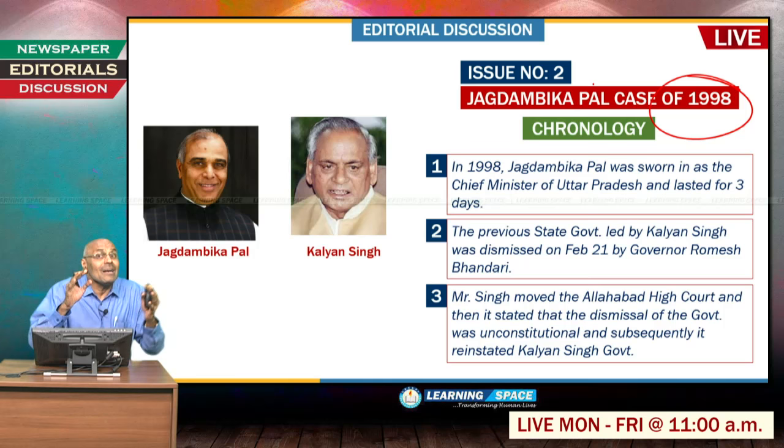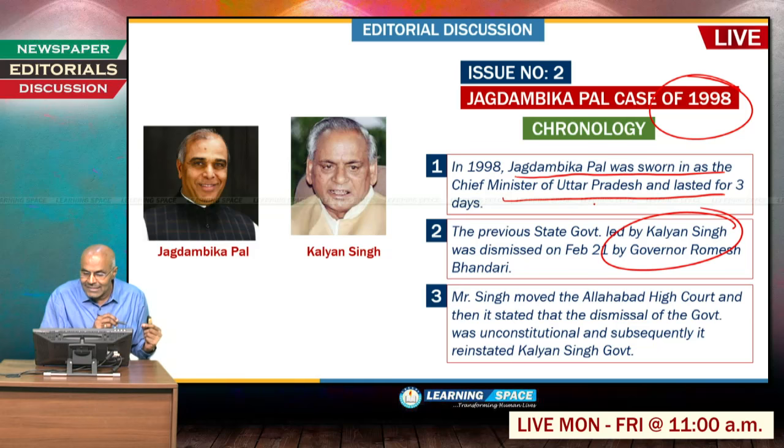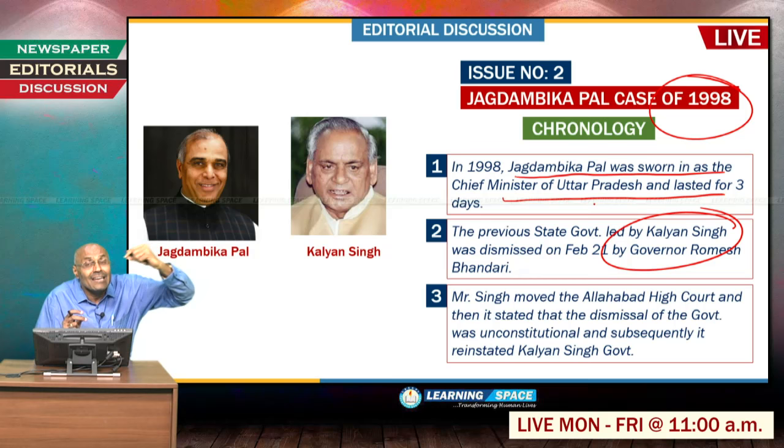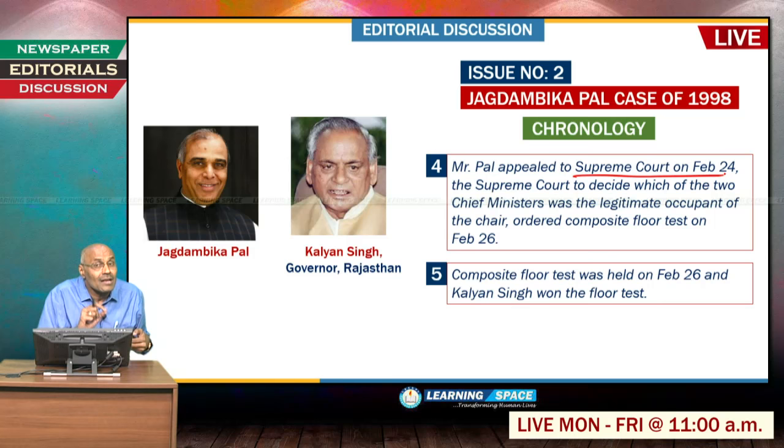In 1998, Jagadambika Pal was sworn in as the chief minister, and the previous government led by Kalyan Singh was dismissed. After dismissing Kalyan Singh, Jagadambika Pal was sworn in as the chief minister, but Kalyan Singh approached the Allahabad High Court, and the Allahabad High Court reinstated the Kalyan Singh government. You see, Jagadambika Pal was already there, and the Allahabad High Court reinstated the Kalyan Singh government, and subsequently the matter went to the Supreme Court. Jagadambika Pal approached the Supreme Court, and the Supreme Court decided to go for a floor test between the two chief ministers. So the two chief ministers went to the floor test, and subsequently Kalyan Singh won the floor test. That is a different story.